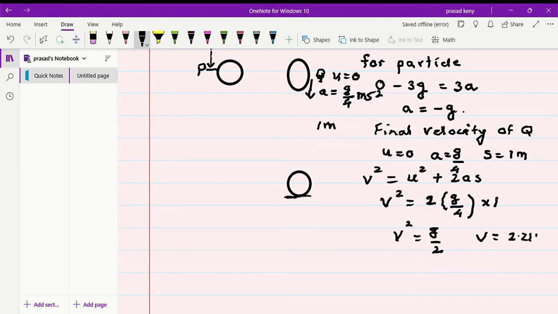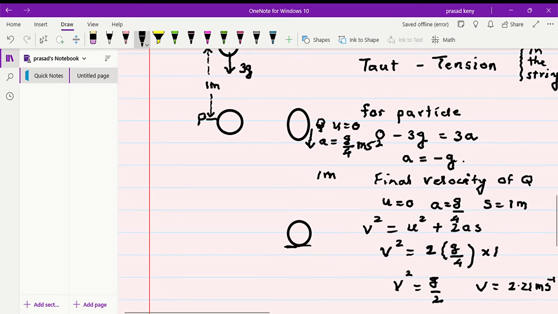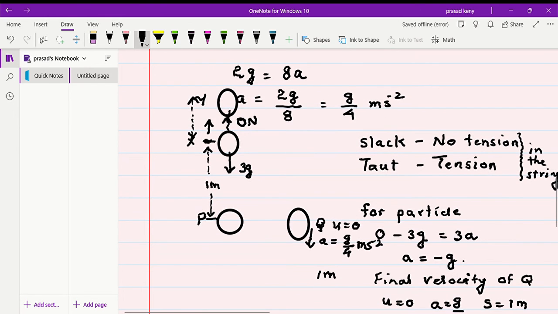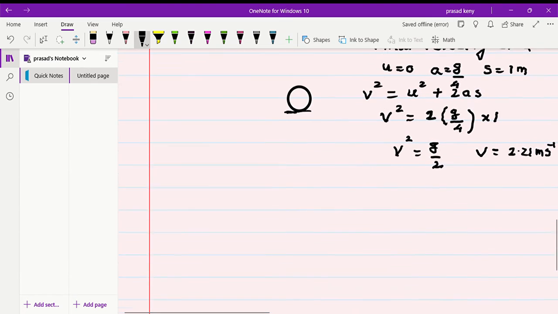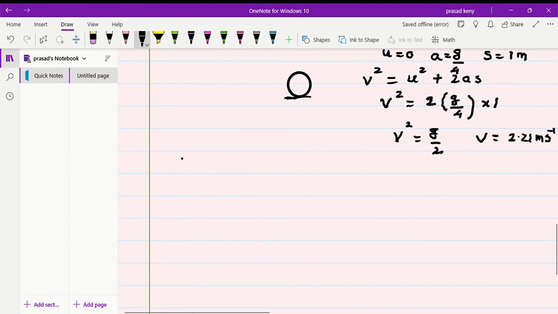2.21 meter per second. That means this particle Q will touch the ground with a speed of 2.21 meter per second, and because the acceleration is same and both the particles are released from rest, when the particle P comes to point x, its speed will be the same. So particle P comes to point x.